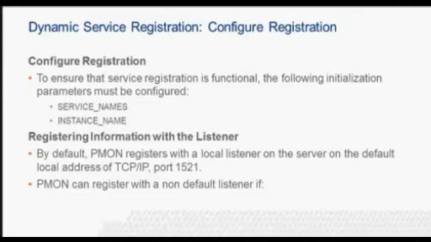When using a non-default listener, we can force PMON to register with a local listener on the server that does not use TCP/IP or use port 1521 by configuring the LOCAL_LISTENER parameter in the parameter file as follows: LOCAL_LISTENER equals listener alias. The listener alias must be resolved to the listener protocol address through a naming method such as tnsnames.ora.